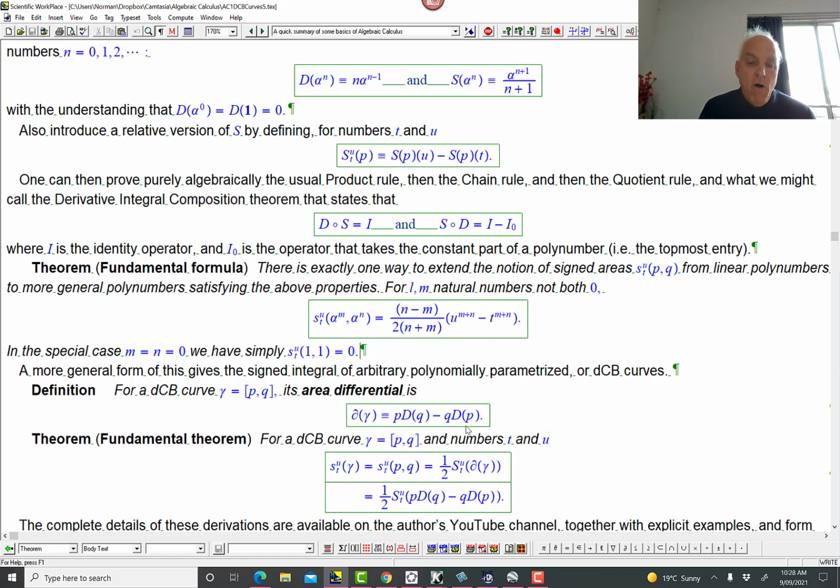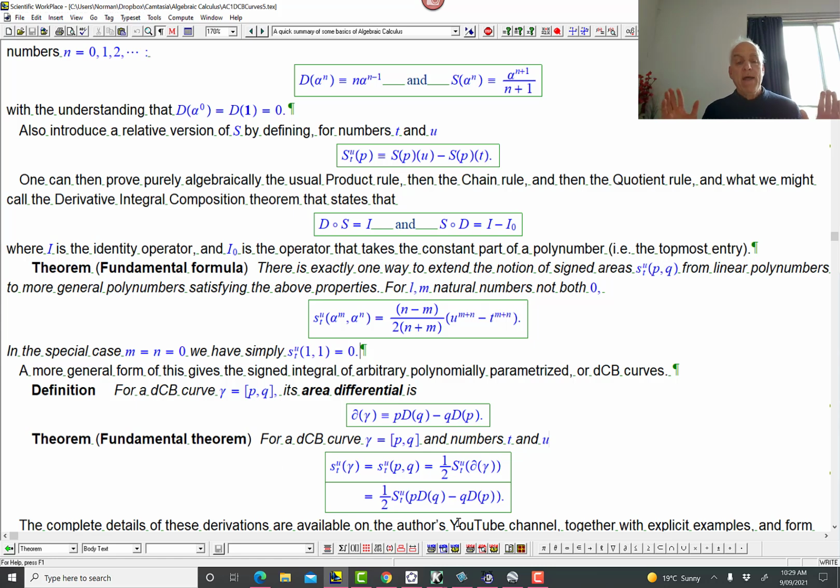And it involves what I call the area differential of the curve. So if curve gamma is PQ, P and Q are polynumbers, then its area differential, let's define that to be del of gamma of the curve. It's P dQ minus Q dP. So here is Faulhaber's capital derivative. Okay, so we take the polynumber P, we multiply by the derivative of Q, and we subtract Q times the derivative of P. That's the area differential.